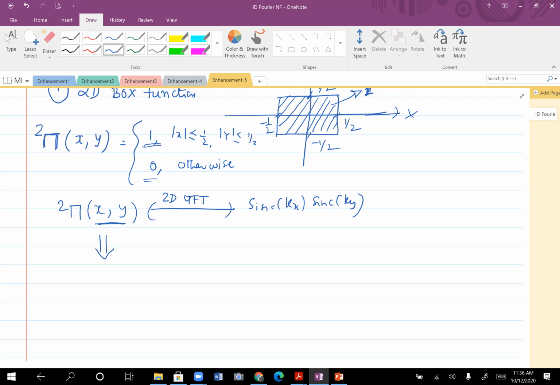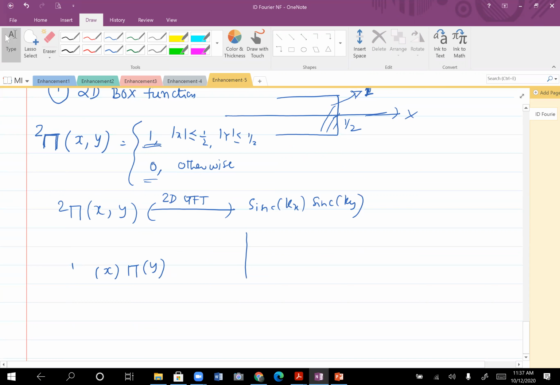Can you write it as a combination of two 1D box functions? Yes, sir. Multiplication, right. So a 1D box function of x, and another box function in the direction of y. Look at how I am writing it.